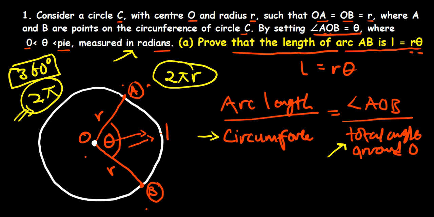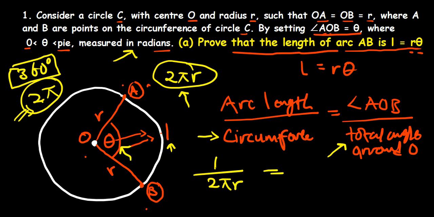That's the formula for finding the circumference of the circle. So we're going to divide. The arc length, we are going to represent it by L. So we're going to say L divided by this circumference of the circle, which is given by that formula, 2 pi r, and this is equal to the angle AOB, which is theta.